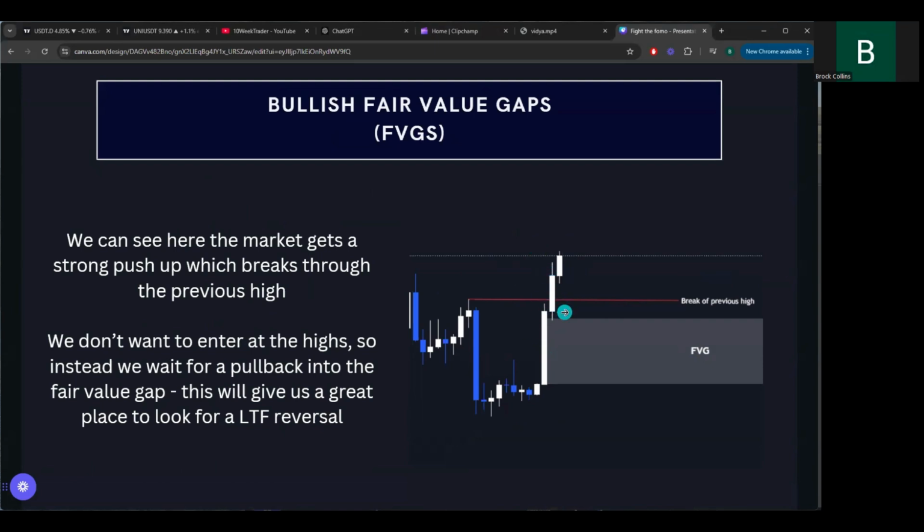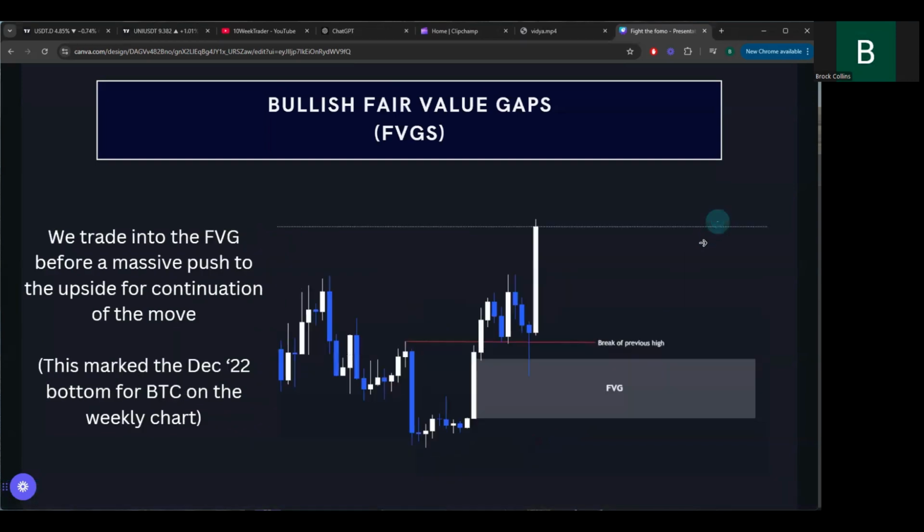Now, we don't want to enter at the highs, so instead we wait for a pullback into the fair value gap. This will give us a great place to look for a low time frame reversal. We trade into the fair value gap before a massive push to the upside for continuation of the move. And it's actually marked the bottom for Bitcoin in December 2022 on the weekly chart, which I'll show you in a second.